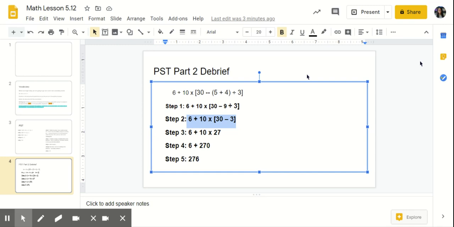So at this point, I've completed everything in my bracket. Now again, I'm going to move everything down. At this point, I do not have any parentheses or brackets. So now I have to go from left to right and think about the operation that has the most power. So I see here that I have addition and multiplication.